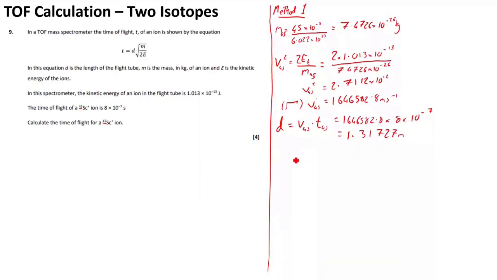So now we want to work out the time it takes for 47. And we know that time of 47 is going to equal distance divided by the velocity of 47, which equals the 1.32 divided by V47, which we don't know. So to work out the velocity of 47, we need to do these top 2 steps again, but for isotope 47. So mass of 47 is going to equal 47 times 10 to the minus 3.